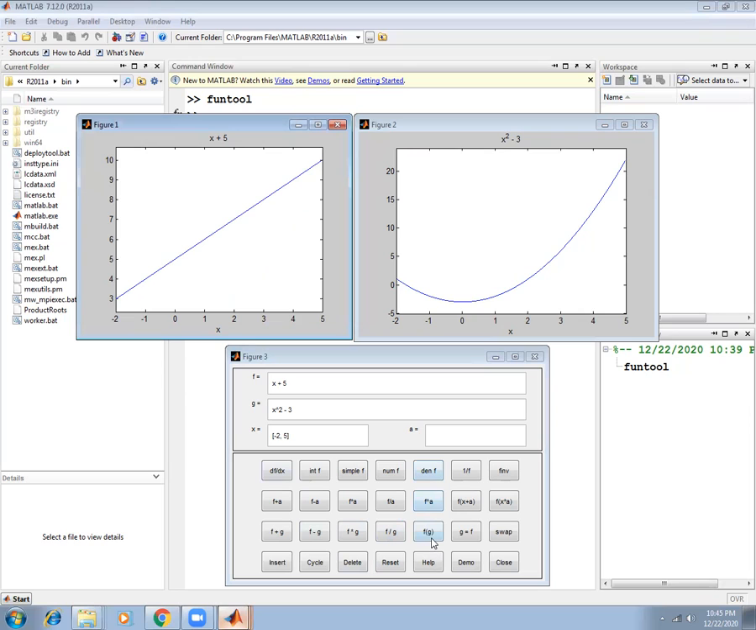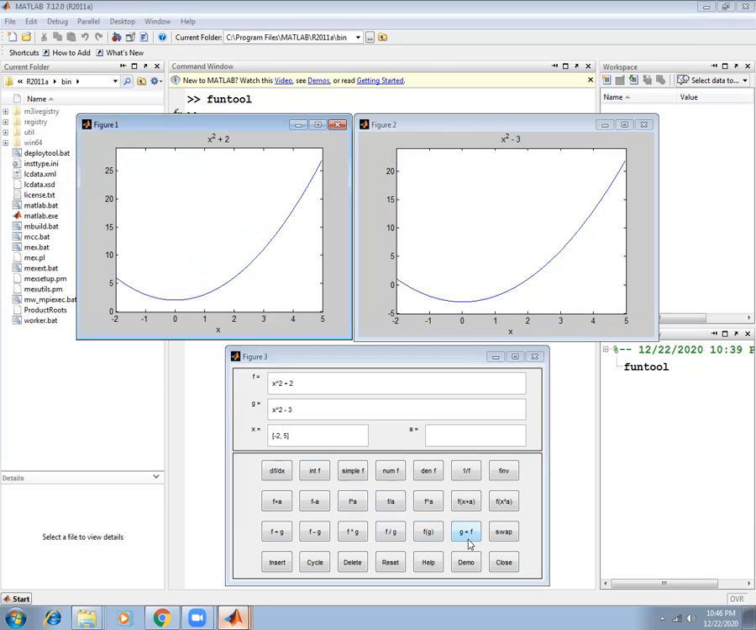Now, in case of f of g, the x variable is replaced by the function g of x. f of x is x plus 5. In case of f of g, x is replaced by g of x. To see the new function, click the f of g control button. x square plus 2 is the new function, and figure 1 is replaced by the curve of the function x square plus 2.